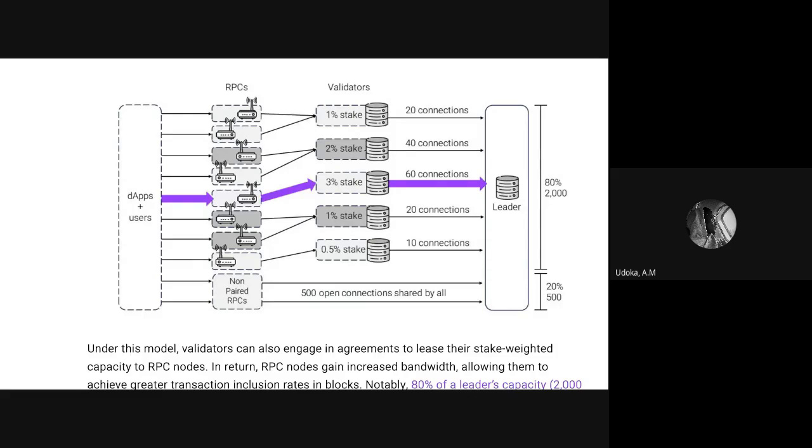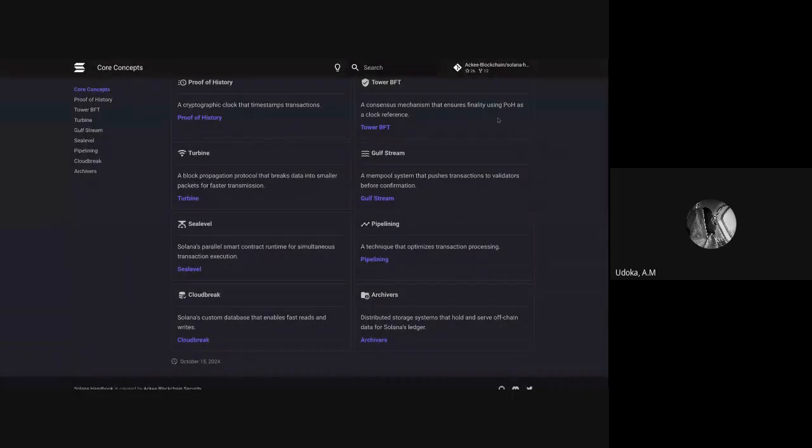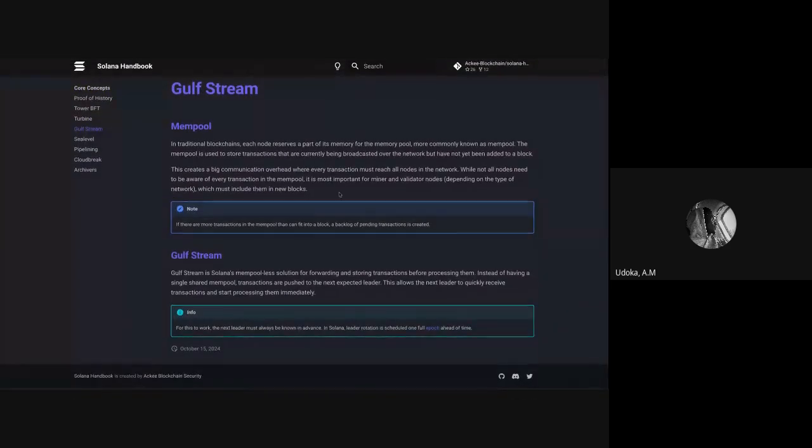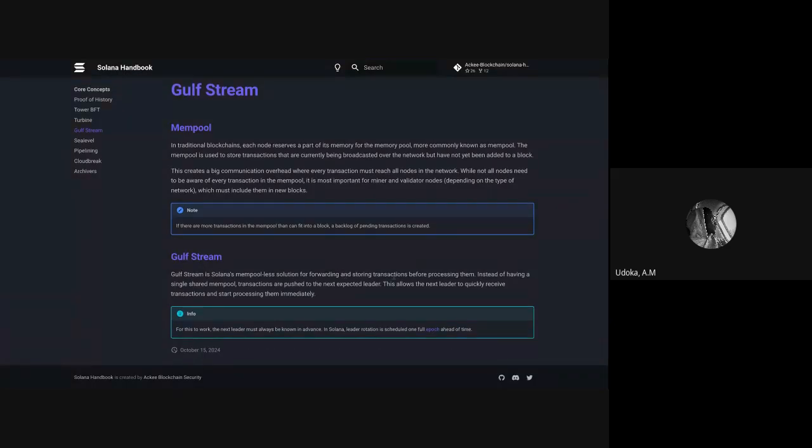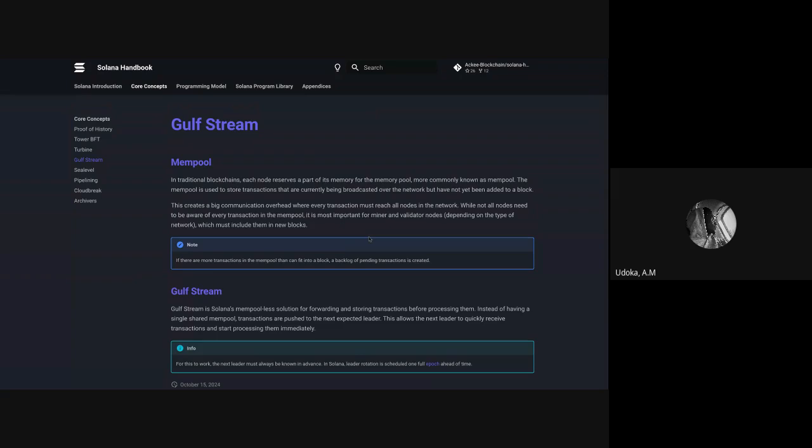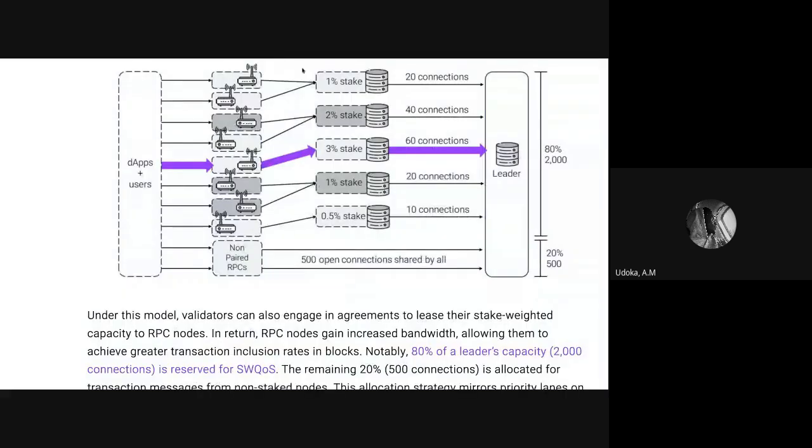So now, moving on, if we come back here, we would see that Gulfstream is a mempool solution for forwarding and storing transactions before processing them. Instead of having a shared mempool, transactions are pushed to the next expected leader. This allows the next leader to quickly receive transactions and start processing them immediately. Basically, the thing I just said, and I'll show diagrams from this other document.